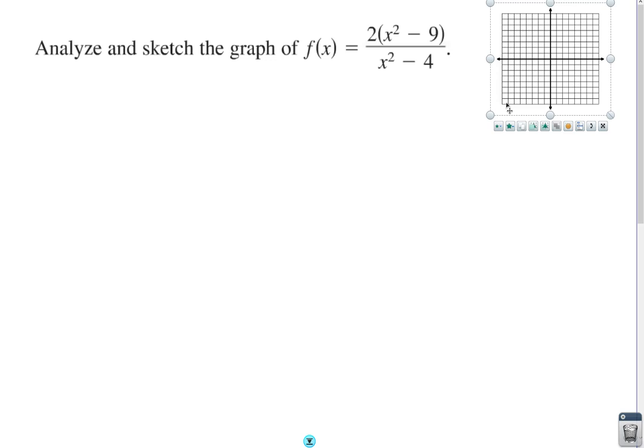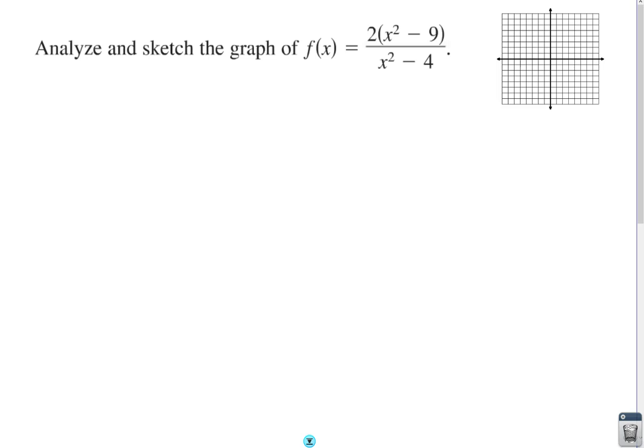So when I need to analyze and sketch the graph, I want to first go back to everything that I know before I walked into my calculus classroom. What are all of the things that we've talked about well before this class, like Algebra 1, Algebra 2, Pre-Cal? What have we talked about? The most basic things I can think of are my x and y intercepts. I'm going to start with that.